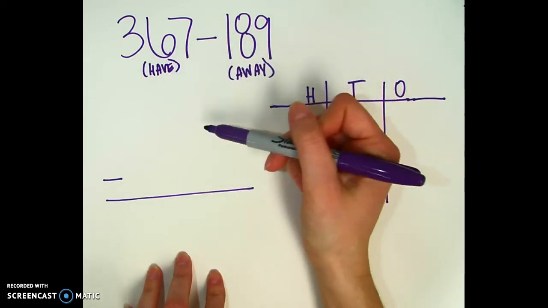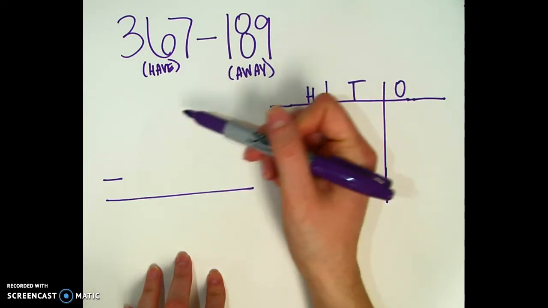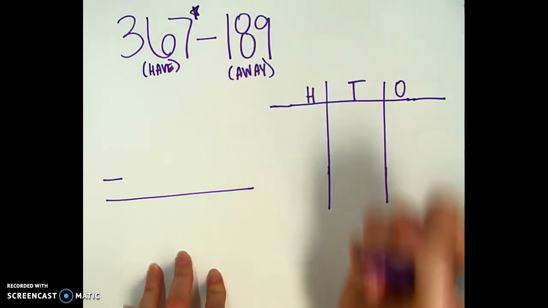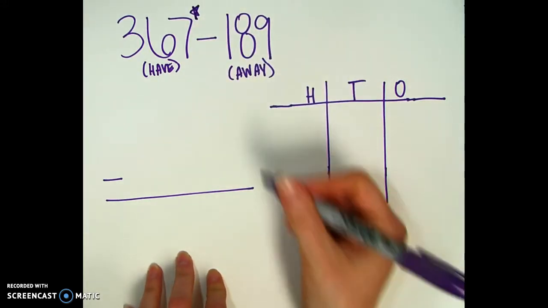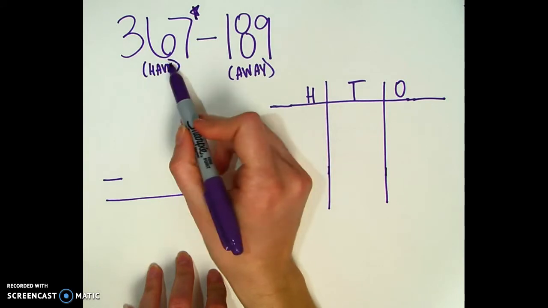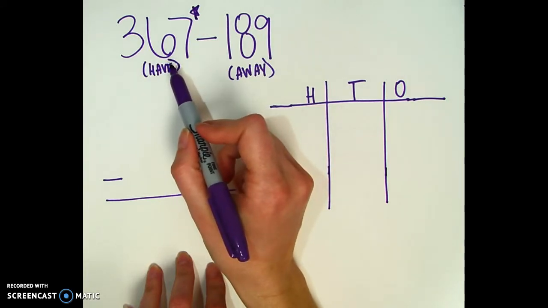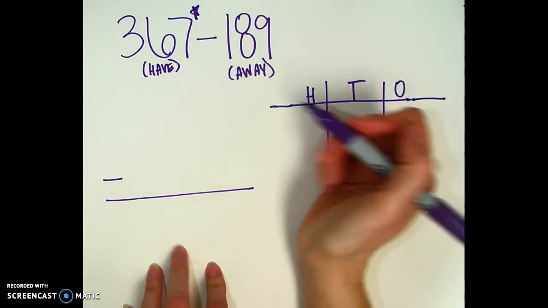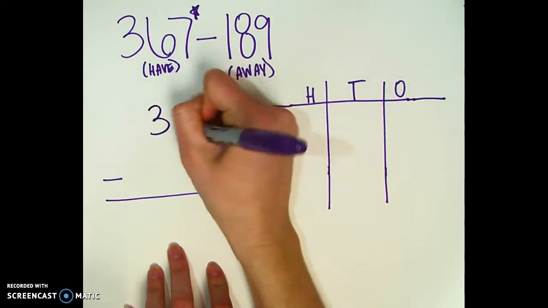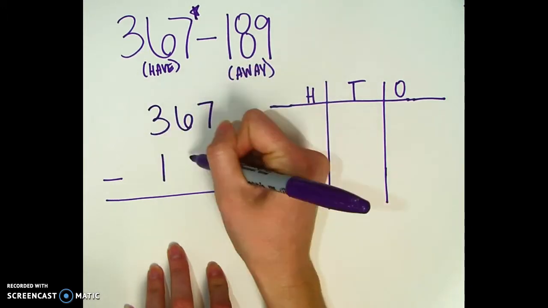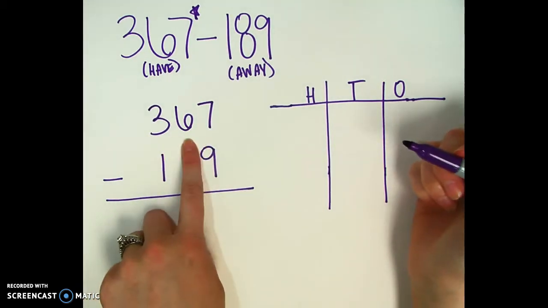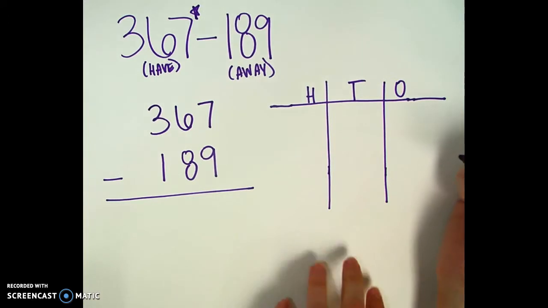So what you have to do is line them up vertically on here. We always put the bigger number, 367, on top. Usually, whatever number is written first is your bigger number, but it's always safe to check. 300 is bigger than 100, so we know that's our bigger number. So on top, 367 minus 189.